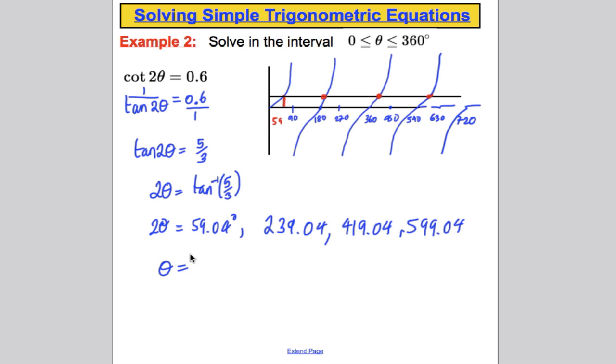So it's 29.5 degrees on one hand. It's 119.5 degrees. It's 209.5 degrees. And it's 299.5 degrees. And they are all the particular values that we get within the required region, and we're done.